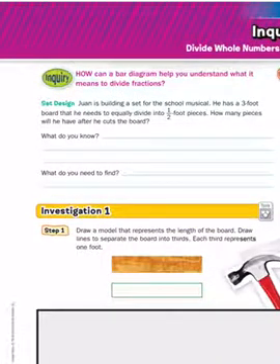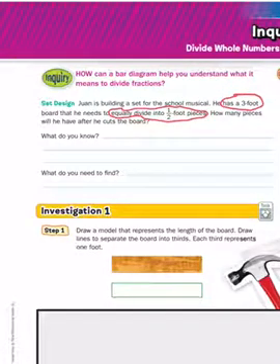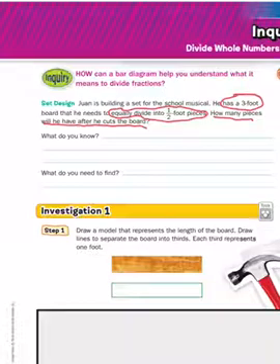It says, Juan is building a set for the school musical. He has a 3-foot board that he needs to equally divide into 1/2 foot pieces. How many pieces will he have after he cuts the board? That's what we need to find out. Now, I know a lot of you guys can do this mental math. You could probably figure out if he has a 3-foot board, he's equally cutting it into 1/2 foot pieces, I bet you know how many pieces he'll have. But we want to show you how to do a bar diagram to solve this.